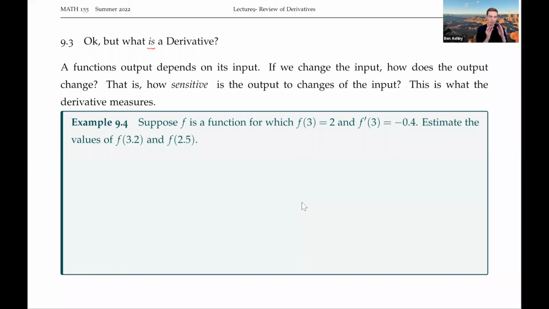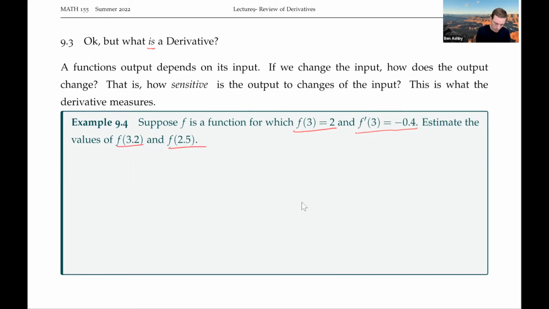It's saying that if we zoom in enough on anything that's nonlinear, anything that's nice and curved, then it looks approximately linear. So if we're close to a point and we change the input by a bit, we should roughly get that our function's output is given by our tangent line close to that point. So, for example, say we have a function f, and we don't know what this function looks like, for which we know that f of 3 is equal to 2 and f prime of 3 is equal to minus 0.4. What can we say about the values of f that are fairly close to it? So f of 3.2 and f of 2.5.